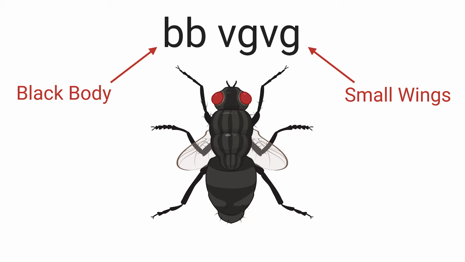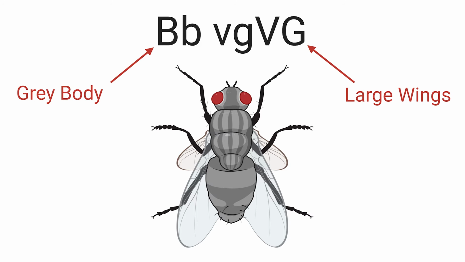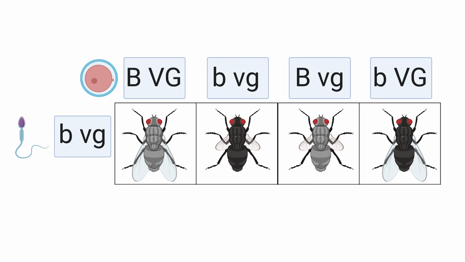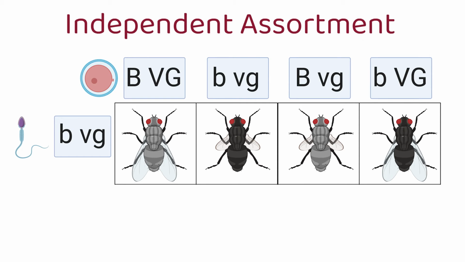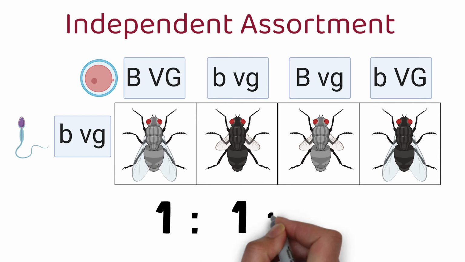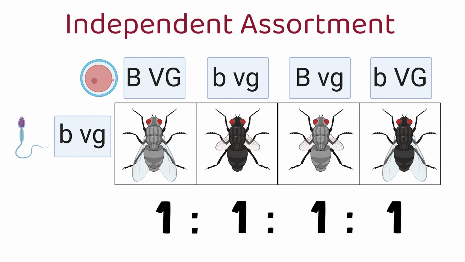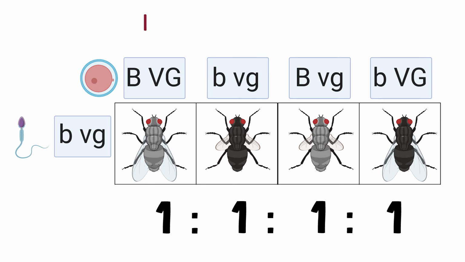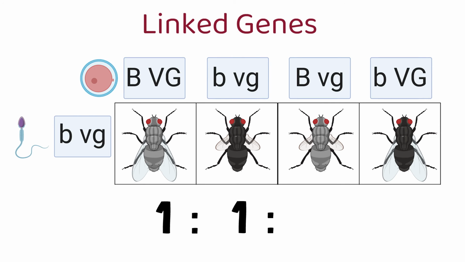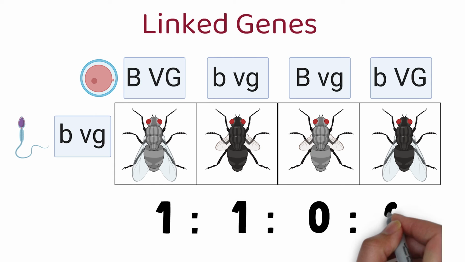He crossed sperm that carried all recessive alleles, so a fly with small wings and a black body, with the egg that was heterozygous for both, as we normally see in the F1 generation. There are 4 possible outcomes of this cross. If these genes were independently assorted, we would expect to see a 1-to-1-to-1-to-1 result in the traits of the offspring as this chart shows. However, if the two genes were linked, we would expect to see 1-to-1-to-0-to-0, because the egg could not contain a recombined version of the genes.